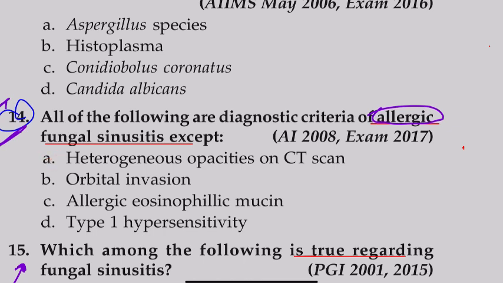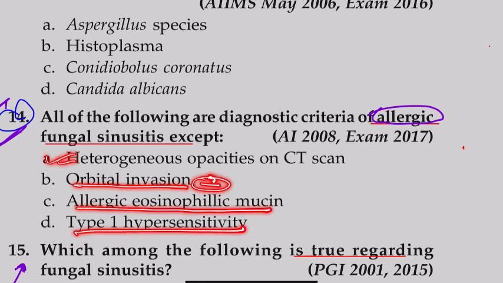Okay, now here, yes, it is seen. Orbital invasion, no, it is not peculiarly seen, right? Orbital invasion leading to proptosis is a feature of what? Invasive aspergillosis, right? Now here, talking about allergic eosinophilic mucin, yes, it is seen. Type 1 hypersensitivity, it is seen. So which is not the diagnostic criteria of allergic fungal sinusitis? That is orbital invasion.